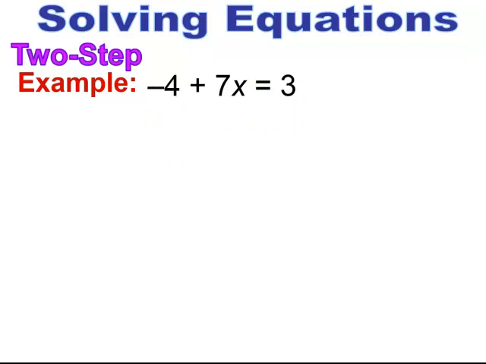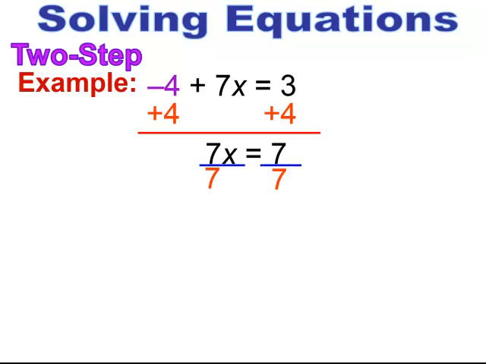This next example, things are just mixed up. I have a negative 4 plus 7x equals 3. I want to first get rid of that negative 4. And the inverse of a negative is a positive or plus. So I'm going to add 4 to both sides, and then I'm going to end up with 7x equals 7. Now I'm going to divide through by 7, and I get my solution for x equals 1.